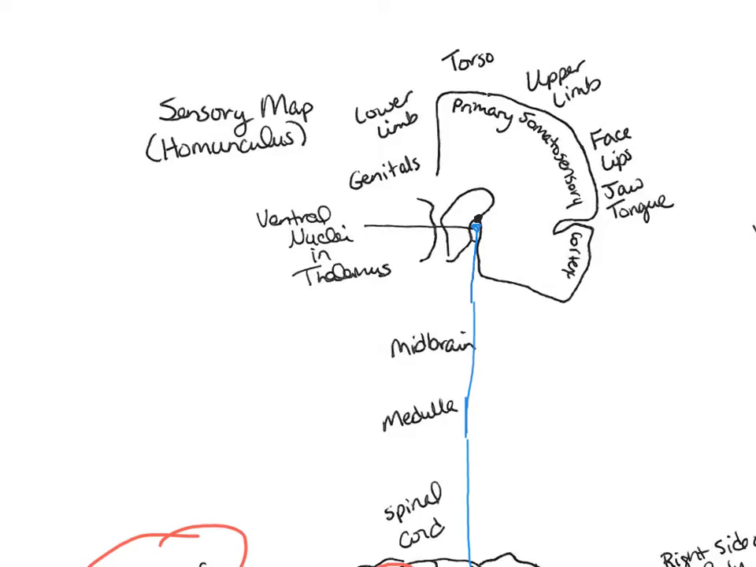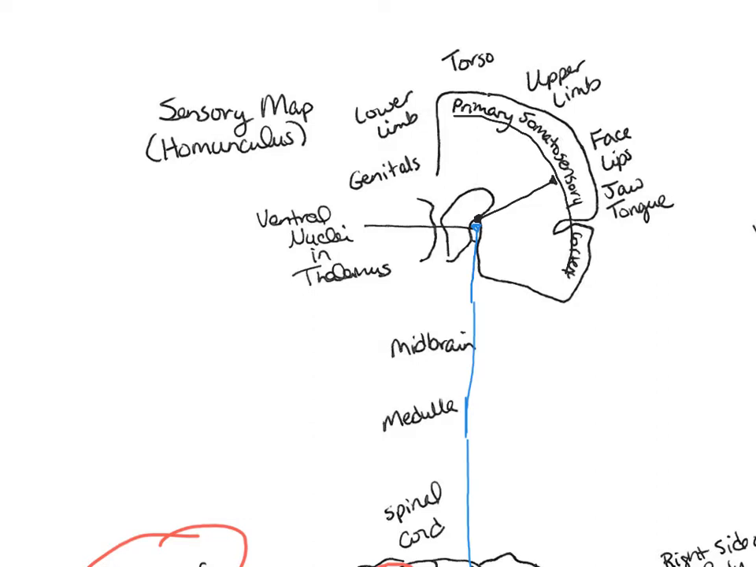So to localize where it came from, that third order neuron is going to end up somewhere on that primary somatosensory cortex. And remember, that was mapped out with this homunculus. So this distorted body map on that primary somatosensory cortex. So where did that crude touch and pressure come from? Did it come from the genitals? Did it come from the lower limb, the torso, the upper limb, the face, the lips, the jaw, the tongue? Where did it come from? Wherever it came from, that's where that third order neuron is going to end up.